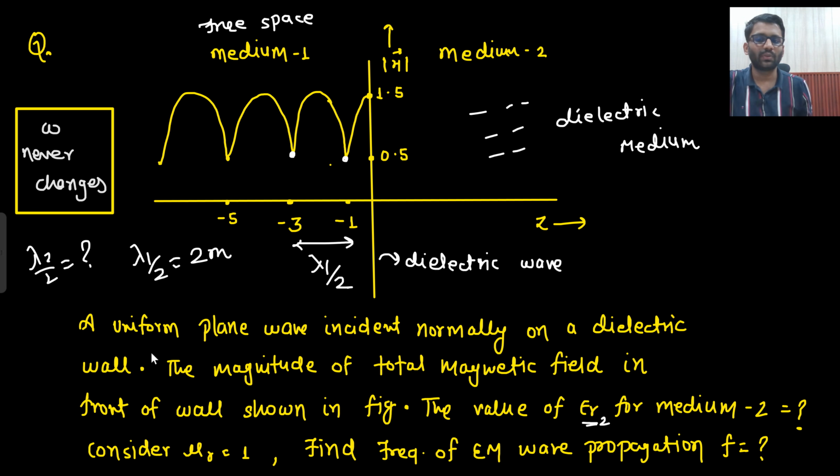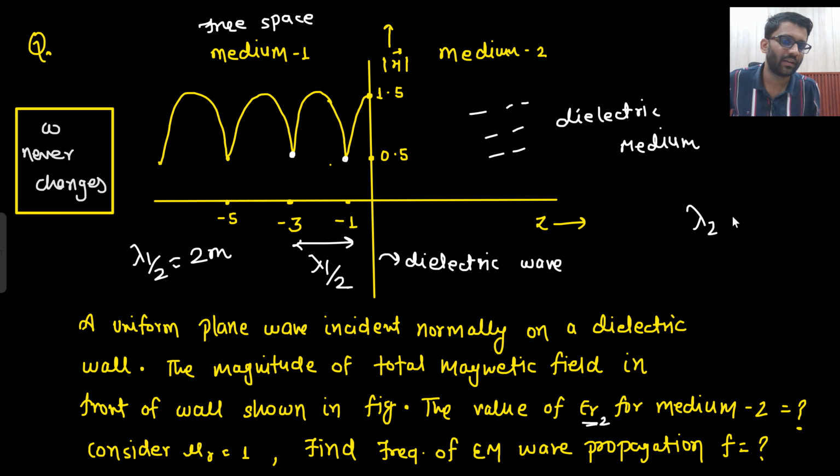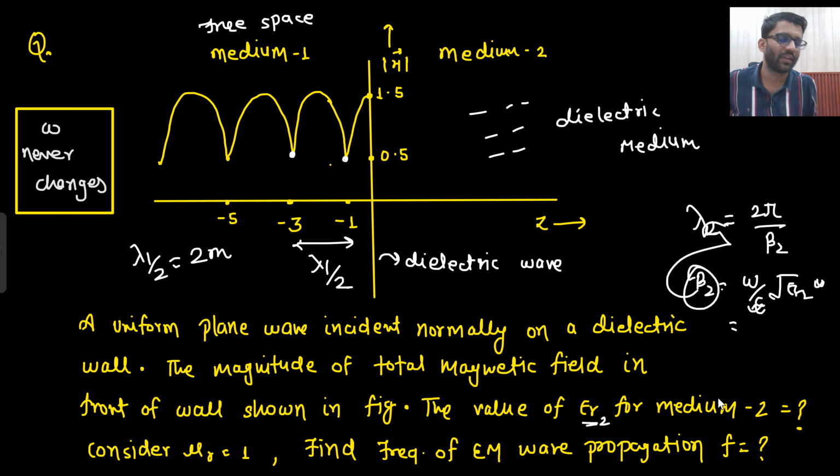If they had asked you to calculate lambda 2, how would you have calculated it? For lambda 2, I would require 2 pi by beta 2. Can I calculate beta 2? Yes. Beta 2 would be omega by c under root epsilon r2. Do I know the value of omega? Yes. Do I know the value of c? Yes. Do I know the value of epsilon r2? Yes. I will get beta 2, and from there I can get the value of lambda 2. If they had asked me the wavelength of the EM wave in medium 2, then I could have calculated that value as well.